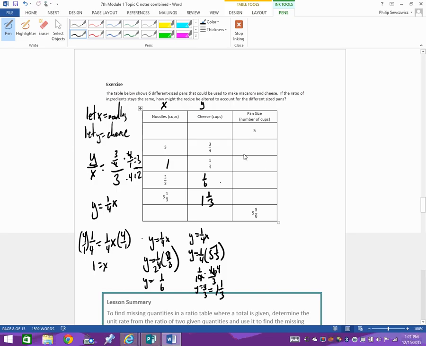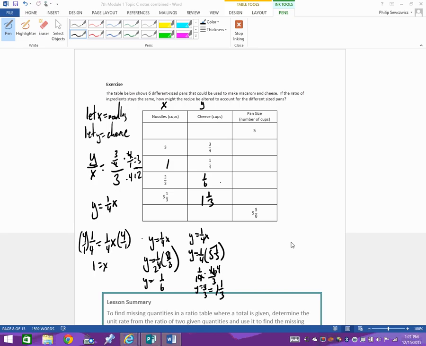The other thing is we can actually figure out all these because this is the pan size. So it tells you that when you do your pan size here, actually, let's look at that. Read that question for a second.